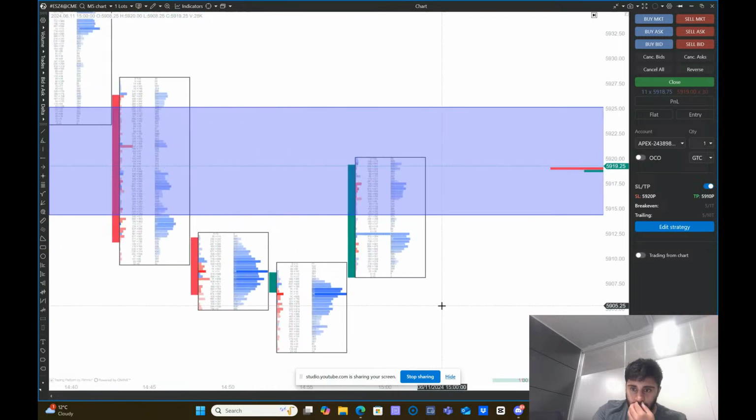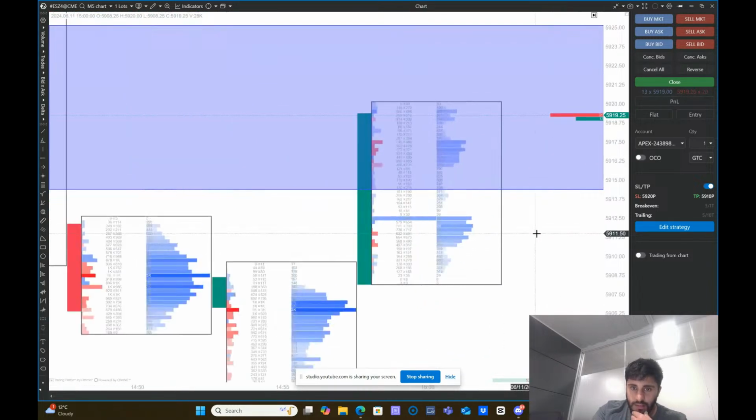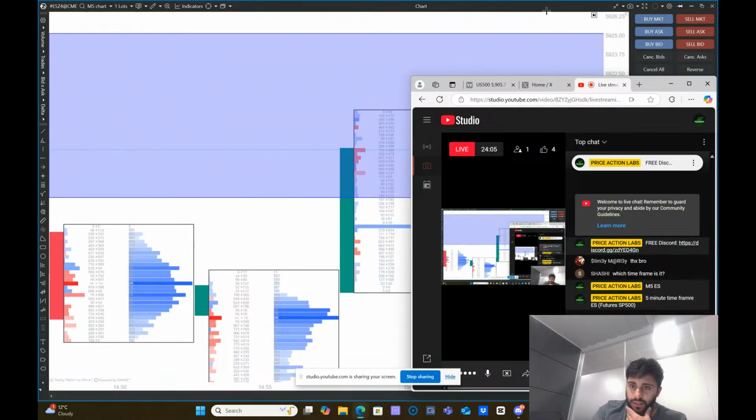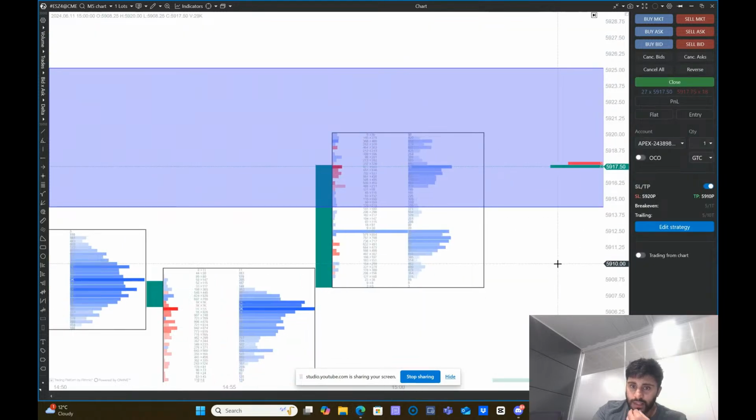Retest, everyone. Retest these levels. Look for a retest.